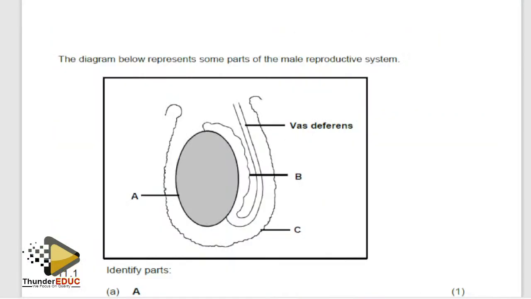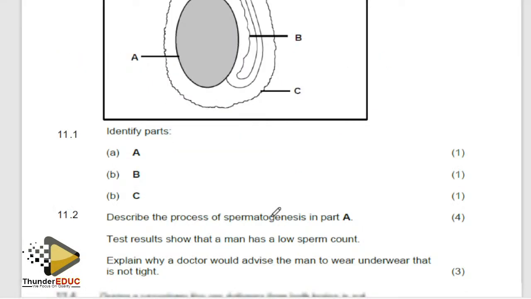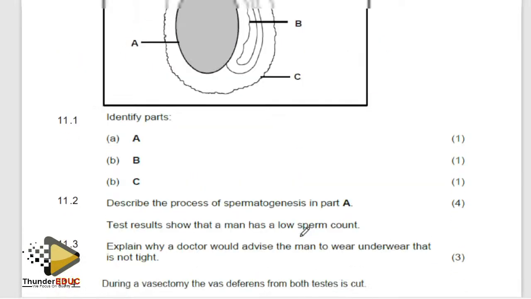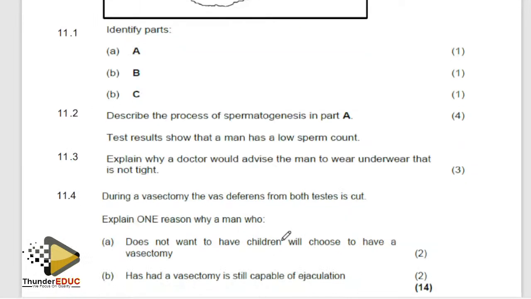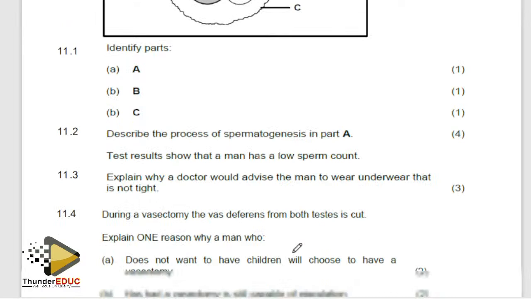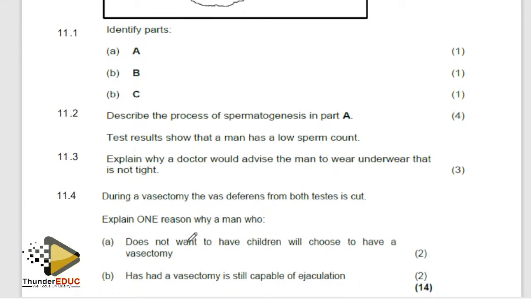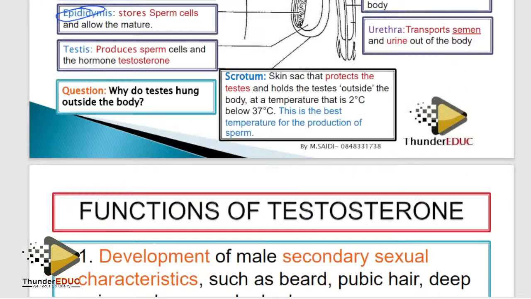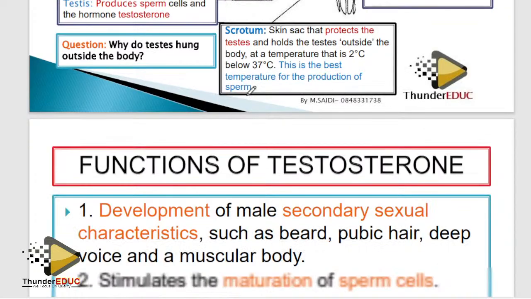All right, here you see now they're asking you some things. I'm not going to describe the process of spermatogenesis. I'll talk about it when I reach there. When you try to answer this, during vasectomy, I talked about it. Explain one reason why men who do not have children choose to have vasectomy. Meaning that you have cut the sperm from reaching the vagina. Yes, definitely. Why do testes hang outside? We have answered that question.